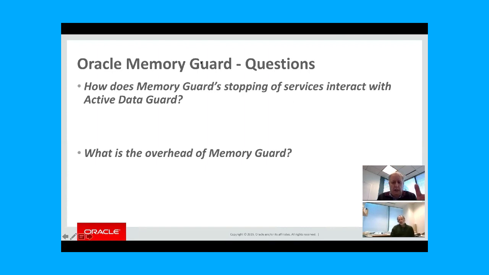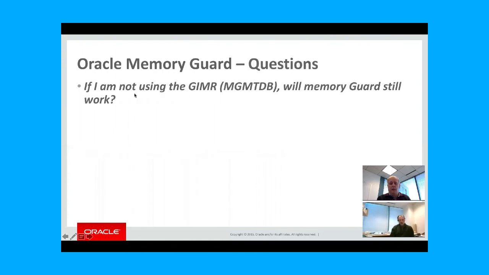So you mentioned about Cluster Health Monitor giving the data to the QoSM server. Now, Cluster Health Monitor depends upon the management repository to archive its data. Is that the source of the data, and therefore will Memory Guard be disabled if the management repository is not there, or does Memory Guard still work if you're not using the management repository?